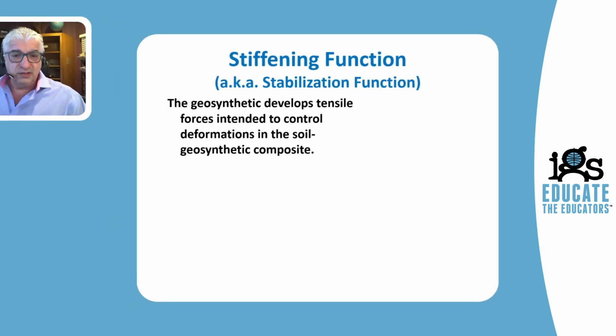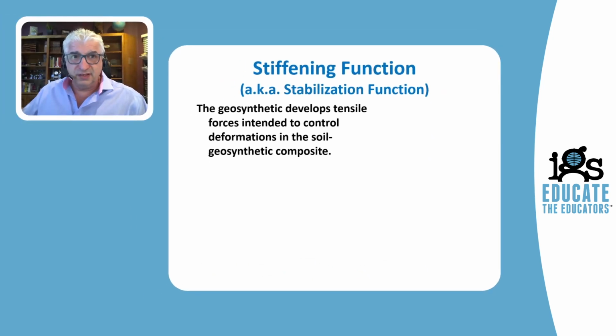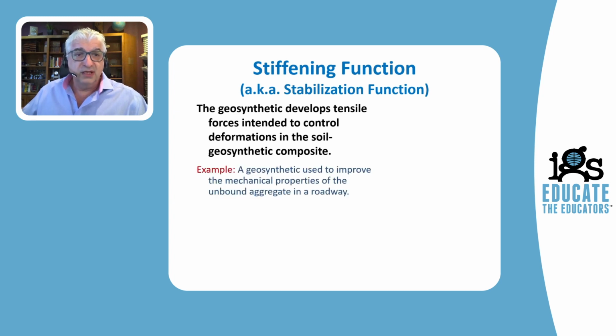Let's go to a third mechanical function, stiffening, also known as stabilisation function. In this case, the geosynthetic is going to develop tensile forces, but they are intended to control deformations. Consequently, it's not the tensile strength that is going to govern design, but the mechanical properties that improve the stiffness of the soil geosynthetic composite. A good example comes also from roadways, because in this case, the geosynthetic can be used to improve the mechanical properties of the unbound aggregate.